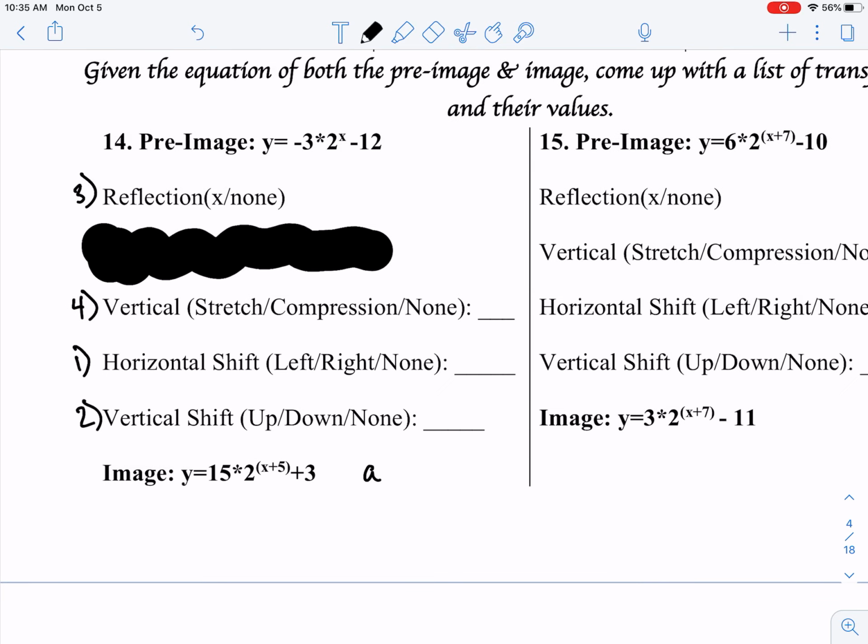So A in my original is -3. It becomes 15. So -3 times A equals 15. Get A by itself, divide both sides by -3. A equals -5. So it's negative, which tells me it's a reflection. The absolute value is greater than 1, so it's a stretch. By what value? The 5.